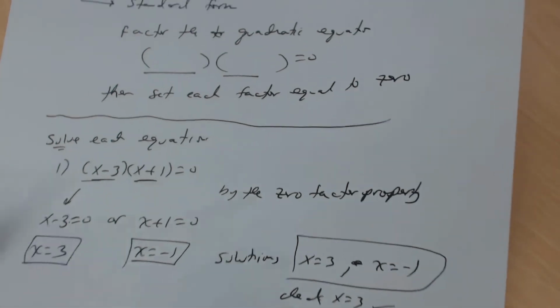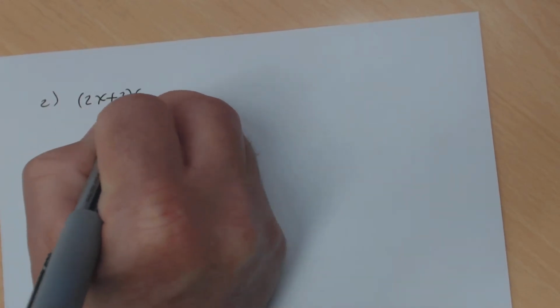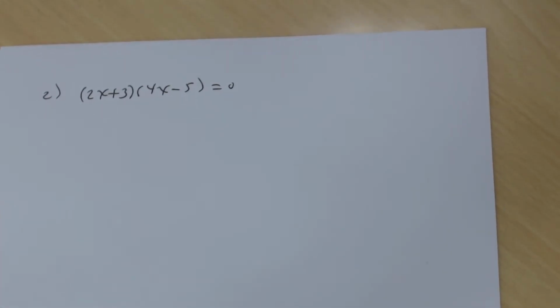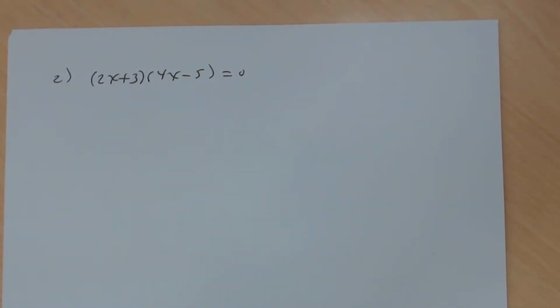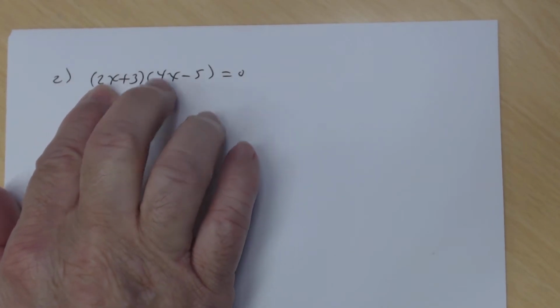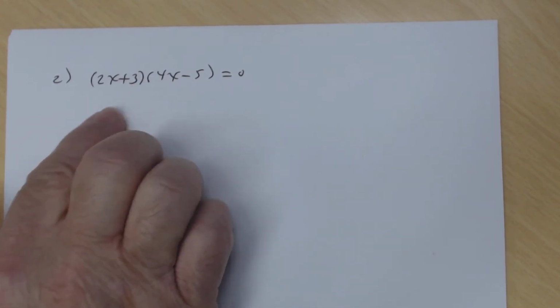Okay? All right, so let's look at another one. All right, suppose we had 2x plus 3 times 4x minus 5 equals 0. So 2x plus 3 times 4x minus 5 equal 0. Okay, so again, this is quadratic. Always check yourself, because 2x times 4x is 8x squared. So at some point, if I were to FOIL this out, I would have an 8x squared.